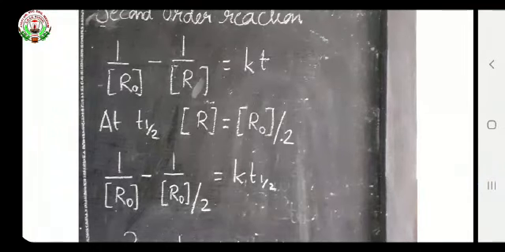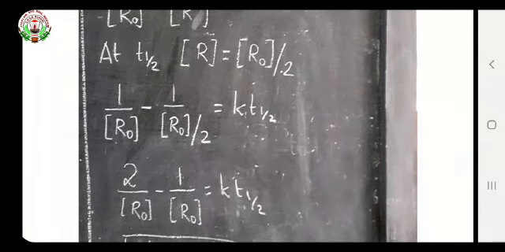Again here you have to write the integrated rate law expression for the second order, that is 1 upon concentration of R minus 1 upon concentration of R naught is equal to kt. By reducing the time to t half, concentration of R is taken as concentration of R naught upon 2. By putting these values, we have 1 upon concentration of R naught upon 2 minus 1 upon concentration of R naught is equal to k t half.